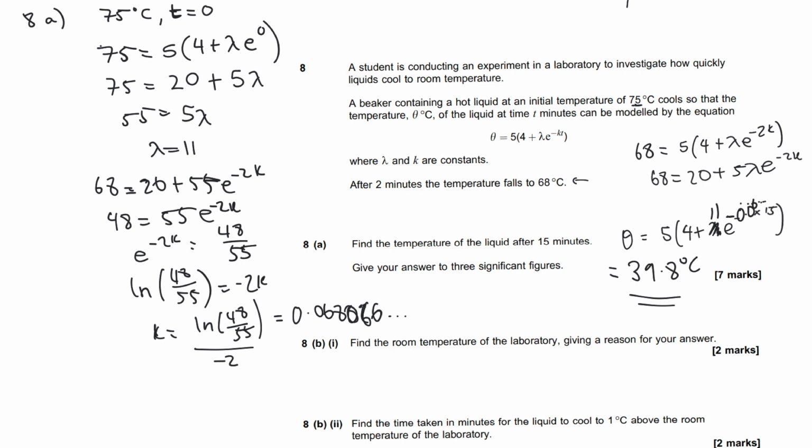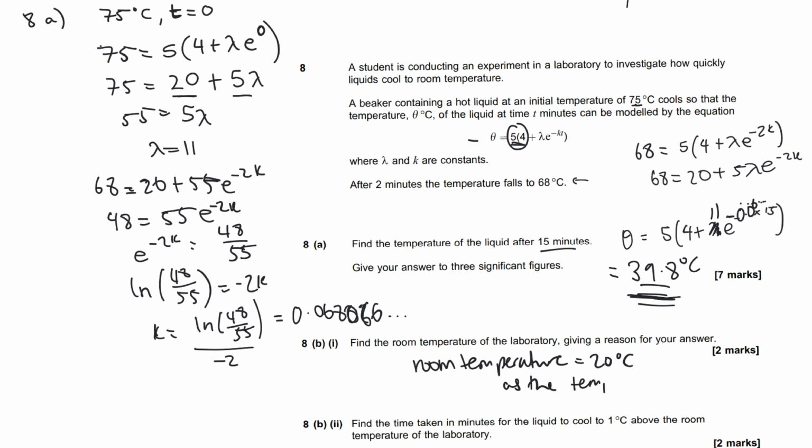So then part B goes on to say, find the room temperature of the laboratory and give your reason why. So remember, this formula here is just giving us the temperature of the hot liquid, but the actual temperature of the room would be 20 degrees, aka your 5 times your 4, as you see here. The reason is that lambda is a constant that we add on, and when t is equal to 0, our constant ends up just being 5 theta, which is being added onto 20 degrees. And as you may have noticed, as time goes on, the temperature keeps reducing towards that 20 degrees. So our room temperature is equal to 20 degrees.